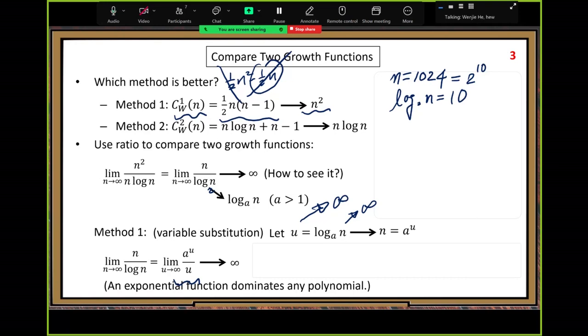Now how to see it? Later, I will use rigorous math to prove it. Here, I just point out that in our daily life, people have experience like that. People talk about exponential rate, meaning something duplicates very fast. A polynomial rate is not as fast as an exponential rate. Here we use that fact.